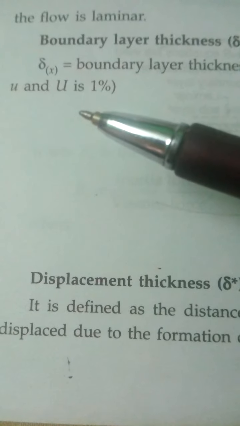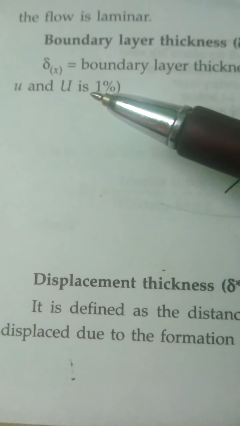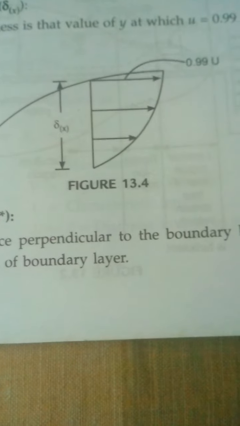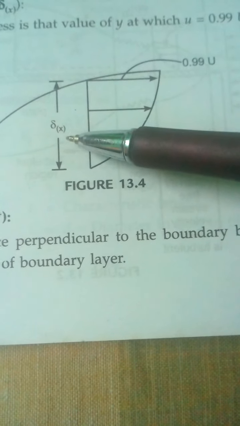That is, the difference between small u and capital U is 1%. Now this is the figure. This is in the x direction, this is in the y direction. We call it delta x.